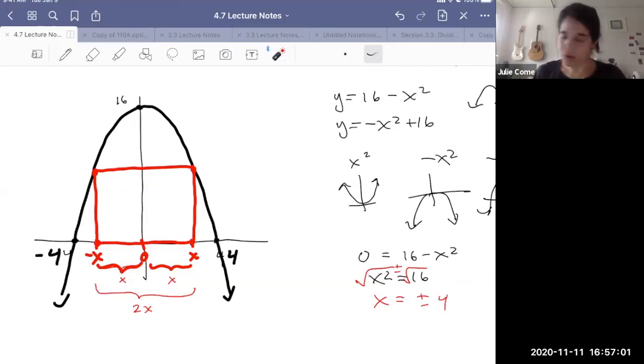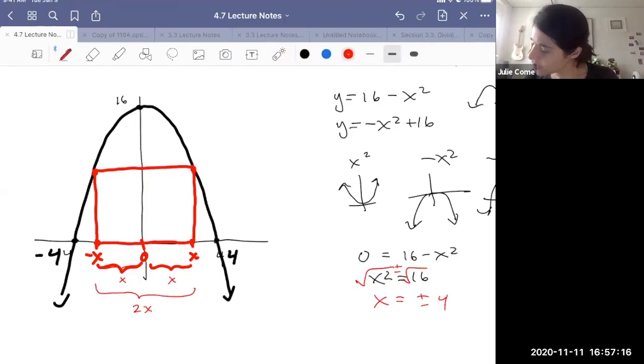Okay, so what else do we need? We need the height of our rectangle. Why don't we call that y, since if this has a height of y, that is in fact what y represents on the coordinate plane. So I'm just going to say, let's let this value here be called y.